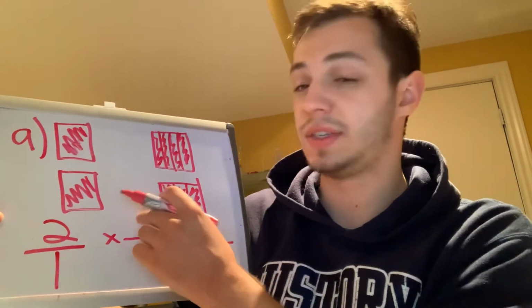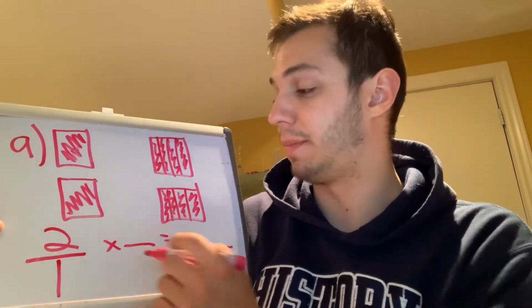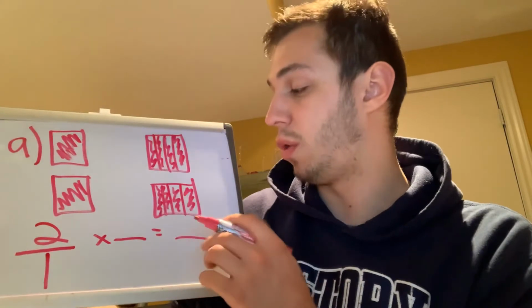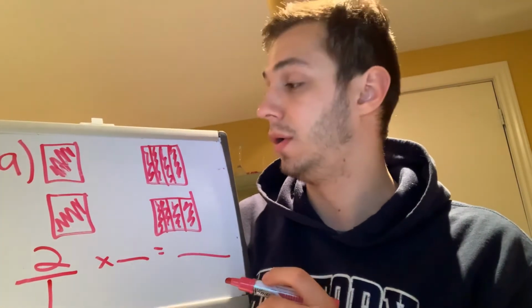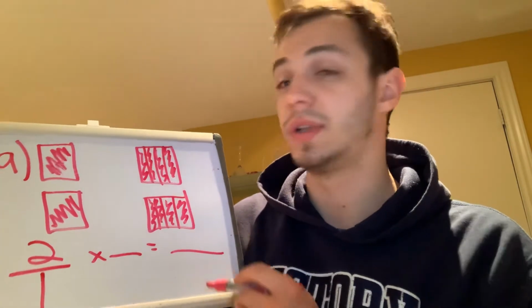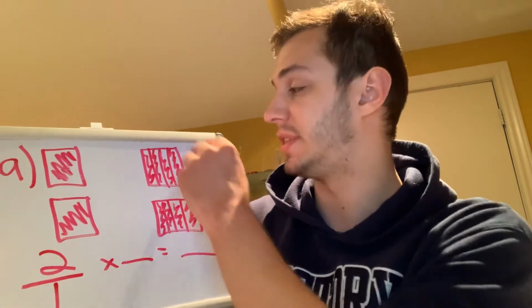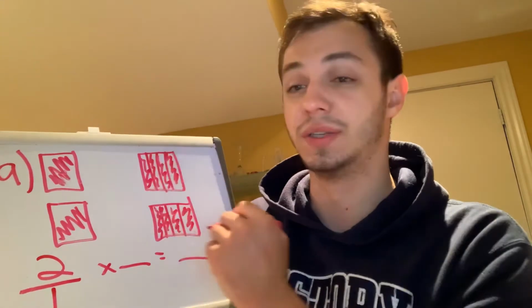We're going to leave this next blank, what we're multiplying by, empty, and we'll go over to the third blank, which is right after our equal sign. What we're going to do here is once again write the fraction for the second pair of images.